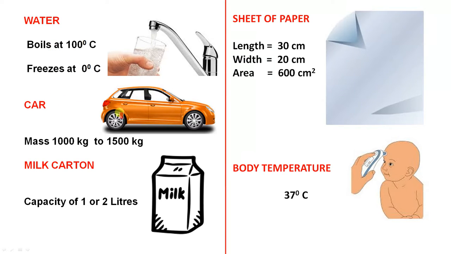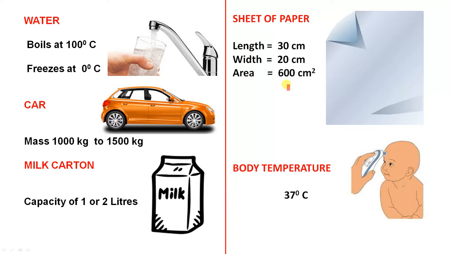Let's look at the car. If we're talking about a mass of a car, it could be about 1,000 kilograms to 1,500 kilograms. It could be anywhere between those measurements, and there's a little bit of variation there. Let's look at a normal milk carton. The capacity could be 1 or 2 litres, something around that. We've seen that in the supermarket.